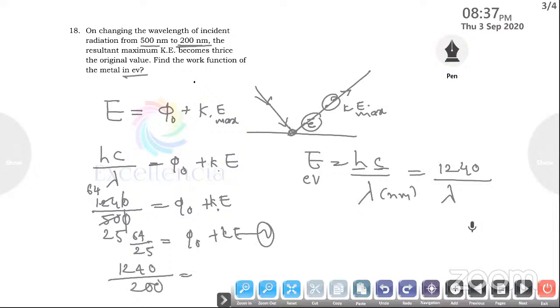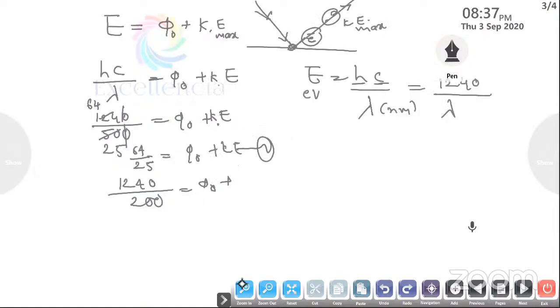This is on the same metal, no? So the work function remains the same. But the kinetic energy increased 3 times here. Kinetic energy increased 3 times means you can write 3 times K, students.